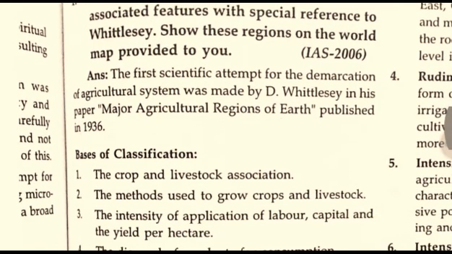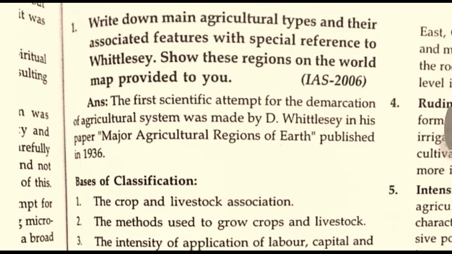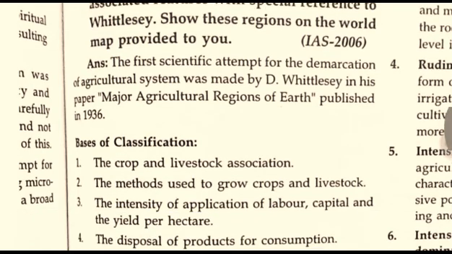So first answer: the first scientific attempt for the demarcation of agricultural systems was made by D. Whittlesey in his paper Major Agricultural Regions of the Earth, published in 1936. So the paper's name is Major Agricultural Regions of the Earth, published in 1936.